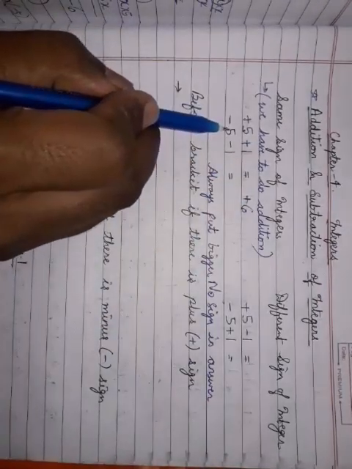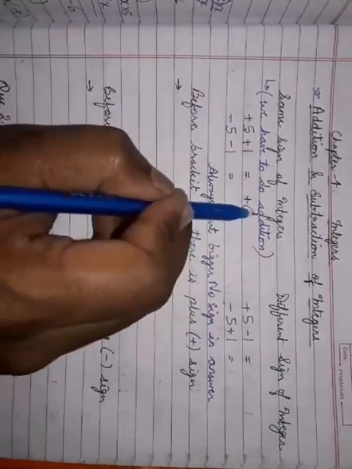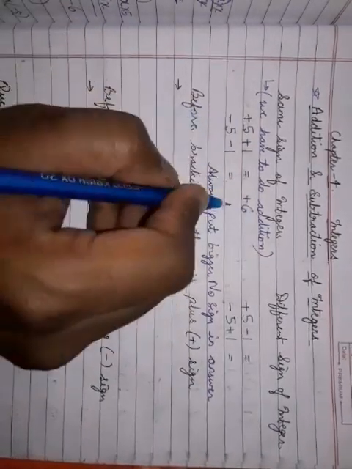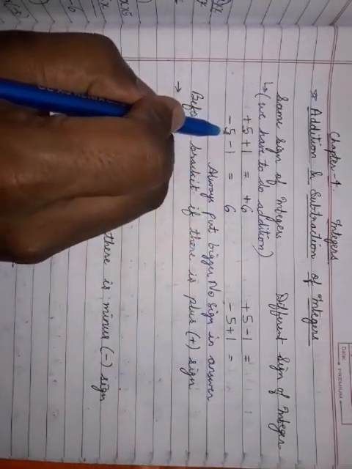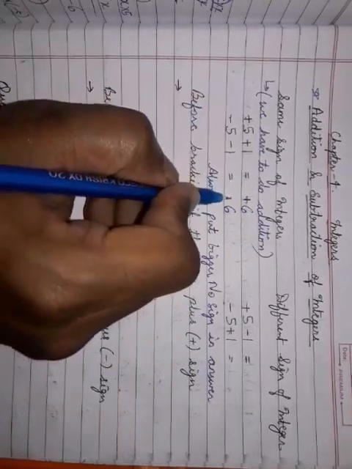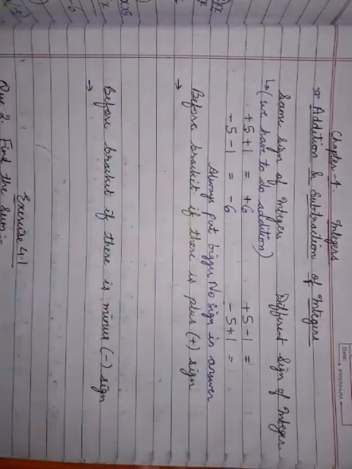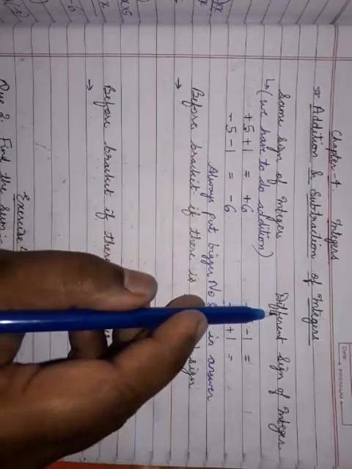Same, minus 5 minus 1. So again what do we have to do? Addition. 5 plus 1 is 6. And always put the bigger number's sign in the answer. So the bigger number is 5 and 5 is having a minus sign. So here what is the answer? Minus 6.